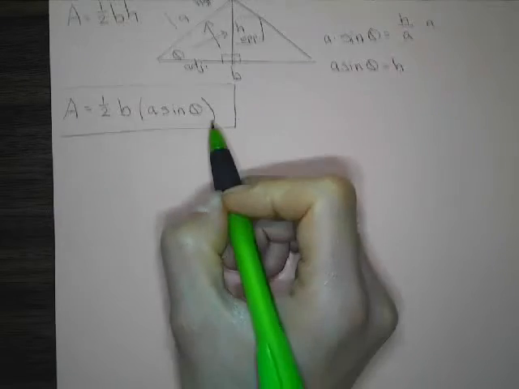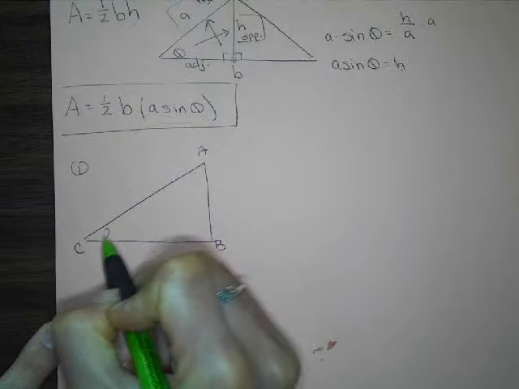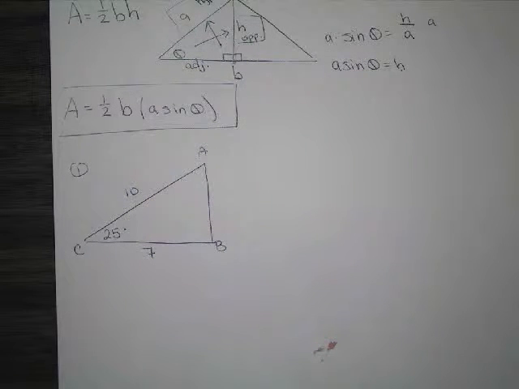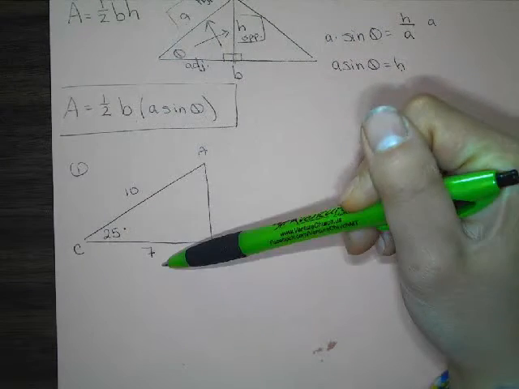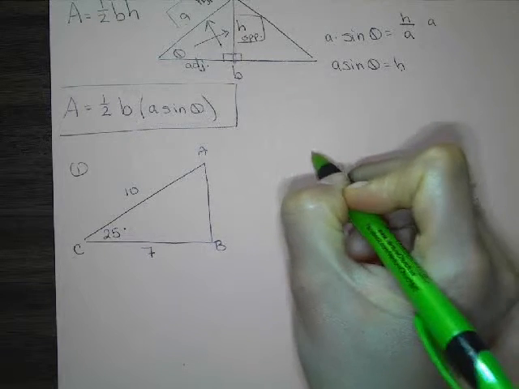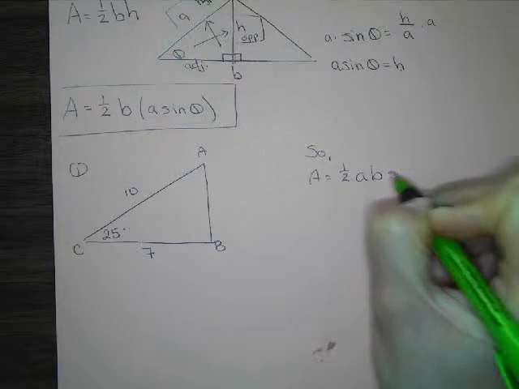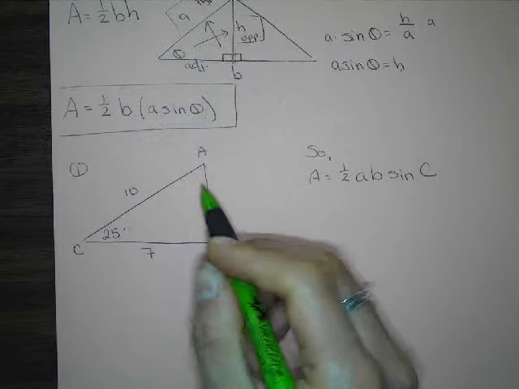So let's do a couple of examples here. Let's say we have a triangle that looks like this. A, B, C. This angle is 25 degrees. This is 10 as a length, and this length is 7. And when you do these problems, you have to be aware that we always use the included angle. So you have to have the two sides here, and then the included angle. So the way that we can write that is 1/2 AB sine of the other angle C. And then like I said, it just has to be the included angle.